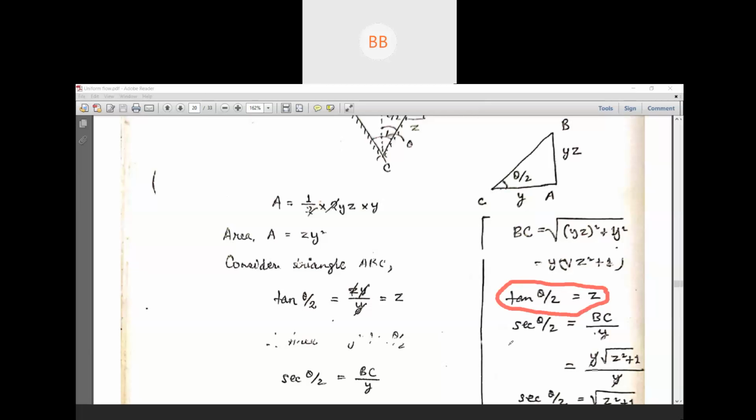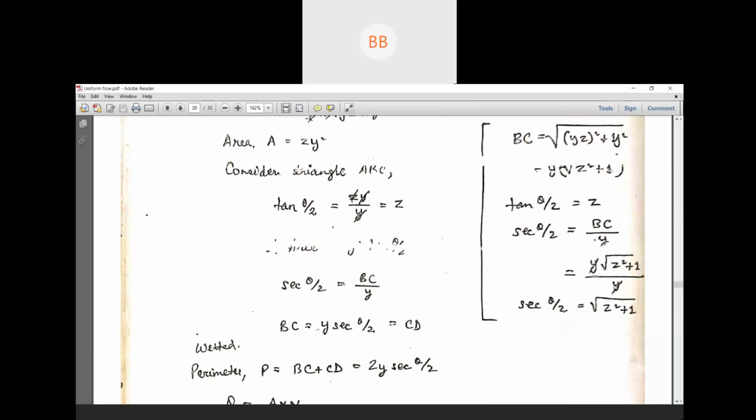So similarly, we are going to find out sec theta by 2, that is BC by y. So BC we have already calculated, y root over z square plus 1, and then divided by y. Ultimately, we are getting root over z square plus 1 for sec theta by 2, and for tan theta by 2 it's z.